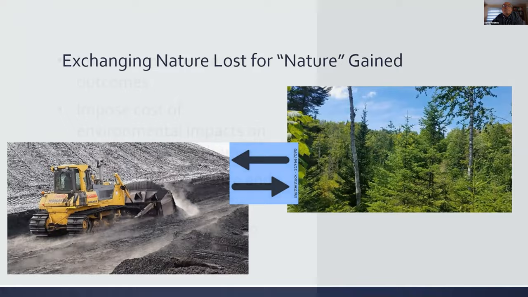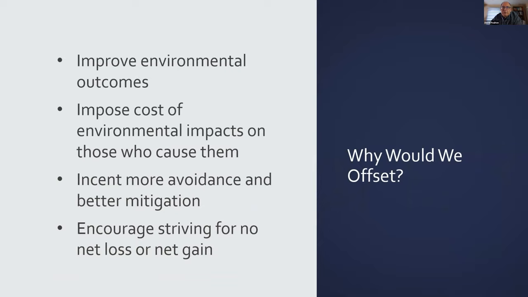So why would we offset? Well, first of all, it's to improve environmental outcomes. And in theory, our goal should be no net loss or a net gain. Even if we fall short of that goal, we could still see a substantial improvement over a mitigation strategy without offsetting.